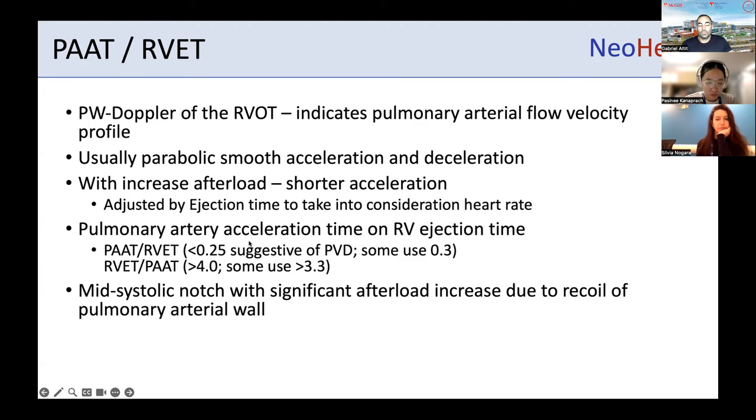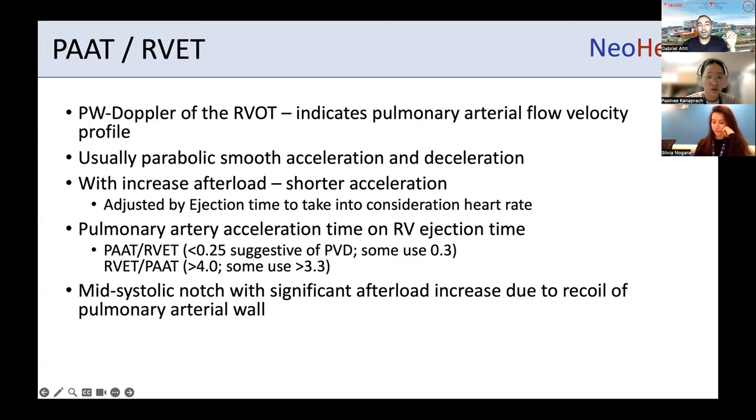So most of the literature shows that, unless you have a big PDA present, or you have a pulmonary embolus or an obstruction or a pulmonary artery stenosis or things like that, your PAT on RVET less than 0.25 is suggestive of pulmonary vascular disease. There's even some authors that are more lenient and they use 0.3, but most of the literature and the TNE guidelines actually recommend to use 0.25. And if you're doing the inverse, the ratio like RVET on PAT, then 4 is the cutoff. It's just like you change the denominator and the numerator.